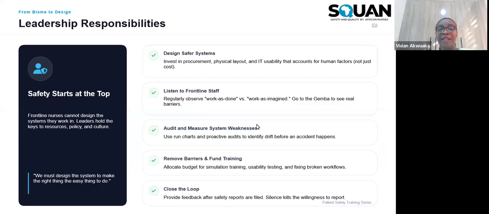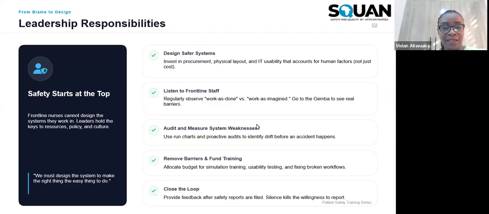So leadership, as I said, many of us here are leaders. Everybody is a leader. So we have our responsibilities as leaders. Safety begins with us at the top, okay? The frontline nurses cannot design these processes that they work in themselves. We hold the keys to the resources, the policies, the culture, and we must design the system for them to do the right thing and make it easy for them to do.